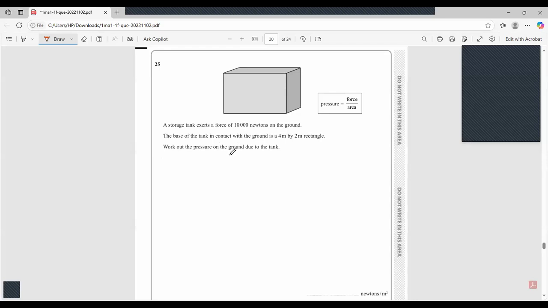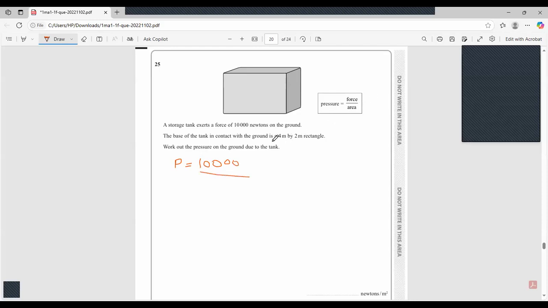It now says, work out the pressure on the ground due to the tank. Now, pressure is given by force per unit area, or force divided by area. Remember, I told you that the word per unit means division, okay? So force per unit area. We have been told that the force is 10,000 newtons, so all you need to do is calculate the pressure. It's very, very easy. P will be equal to 10,000 divided by area.